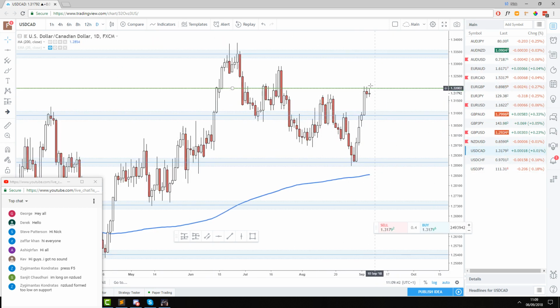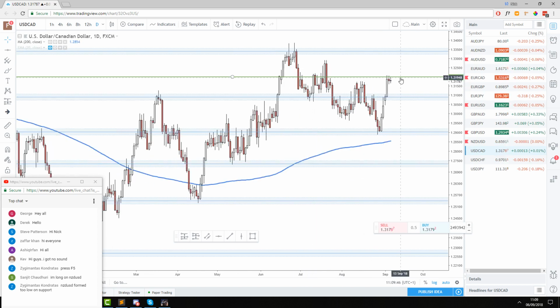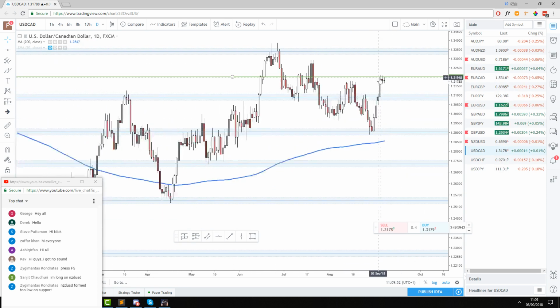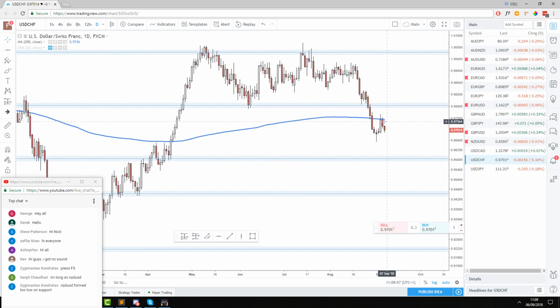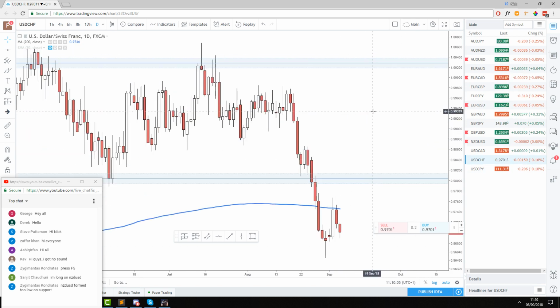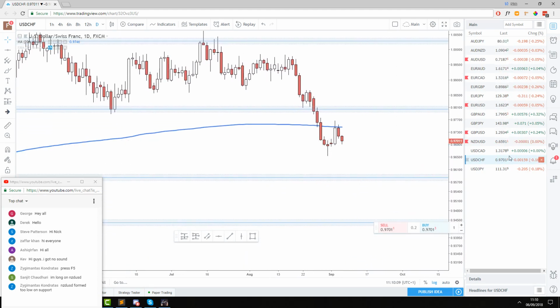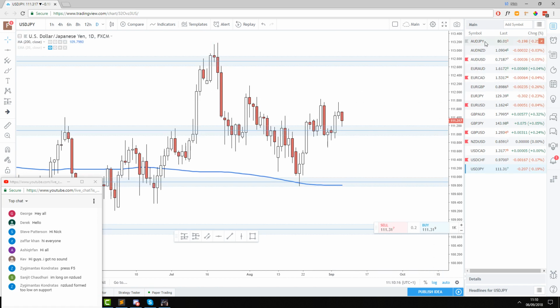USD CAD stalling out up here at this area, which is kind of resistance, but kind of not resistance. It's just support resistance on USD CAD is very messy at the moment. I'm probably not going to do anything with USD CAD. USD CHF, we have a strong setup here, one of the new setups I've shared with members. Waiting probably for a retrace to get in on this one. Discuss this further in the forum. USD JPY, nothing much going on.